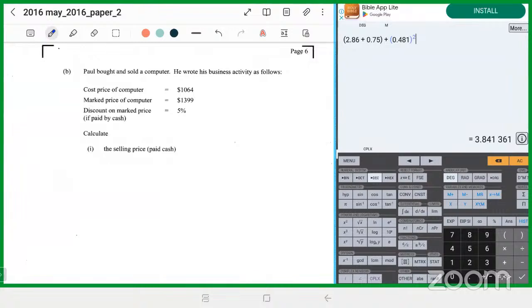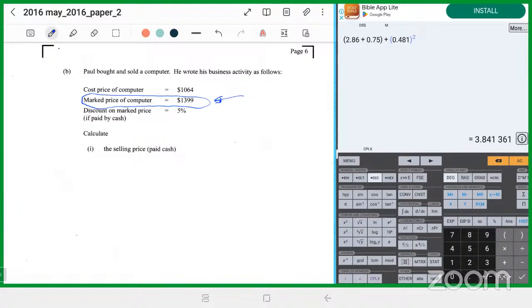All right. Then we come to this question, a consumer arithmetic question. It says Paula bought and sold a computer, and he wrote his business activity as follows. This is the cost price of the computer right here. That's how much he paid for it. This is the marked price, how much he's selling it for, or how much he's placing on it. That's what the marked price is.